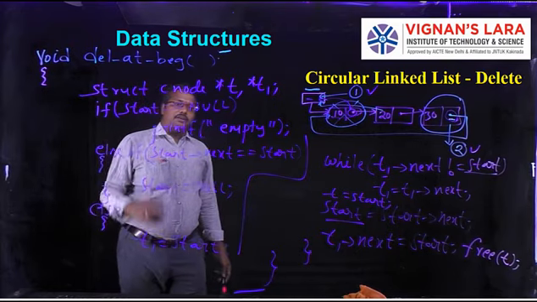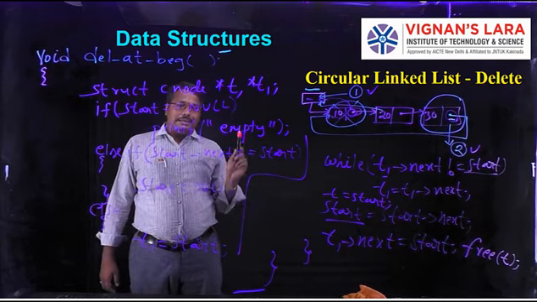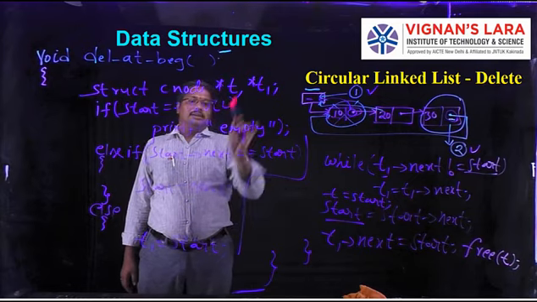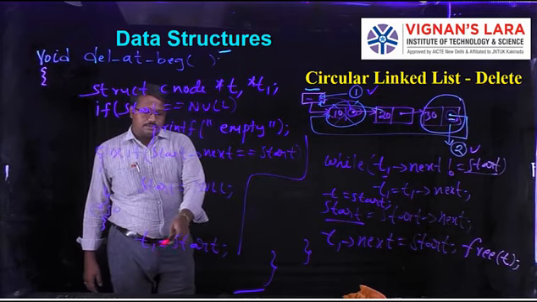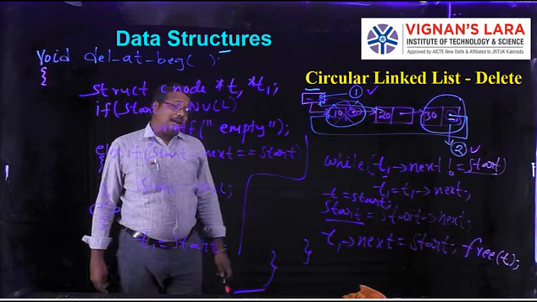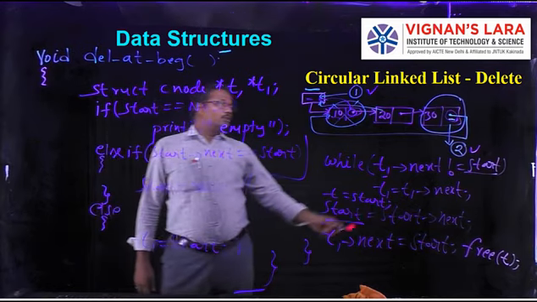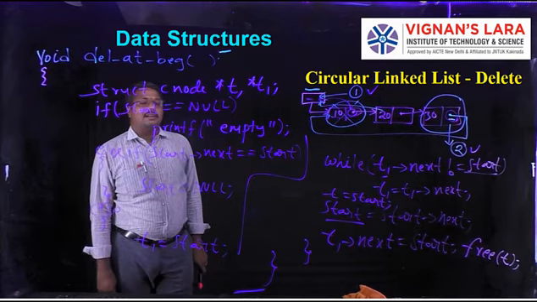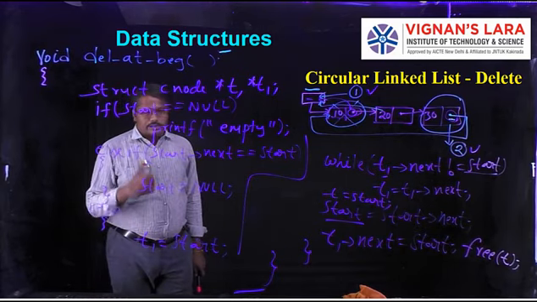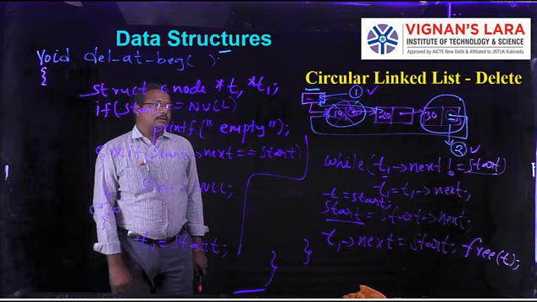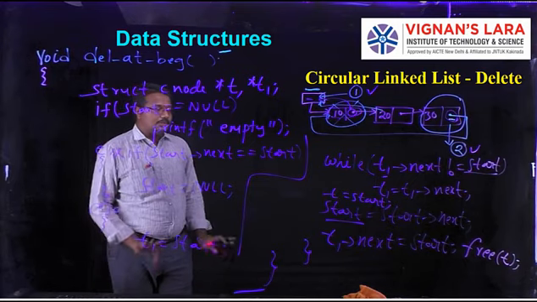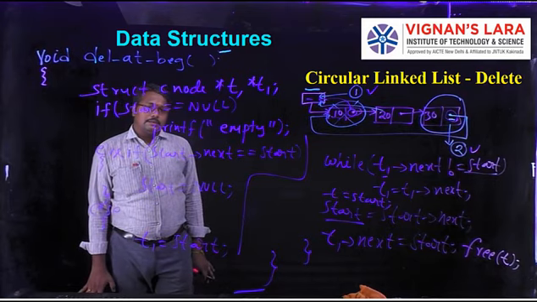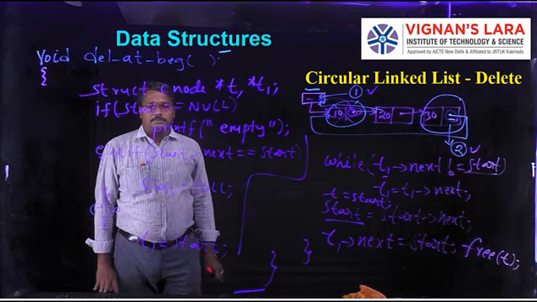So T is used for saving the deleted node address, and T1 is used for traveling purpose. Why we need to travel in the circular linked list? So we want to get the last node address. So for getting the last node address, we need to travel in the circular linked list. So this is a sample code for circular linked list delete beginning operation.